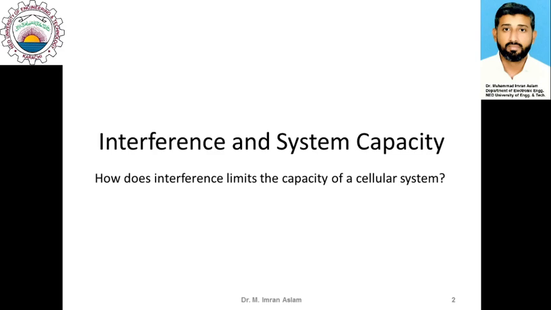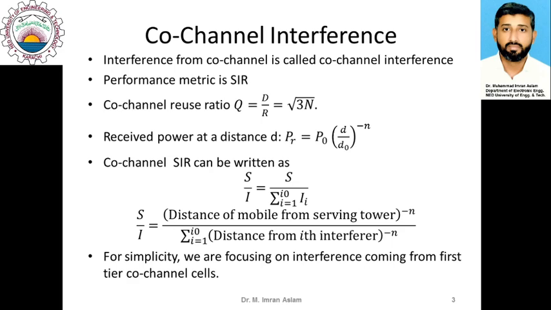In our previous lecture we discussed that there are two important types of interferences in cellular system, which are co-channel interference and adjacent channel interference. And in our last lecture we started discussion on co-channel interference. So before proceeding further, let me quickly review what we have discussed so far in regard to co-channel interference.